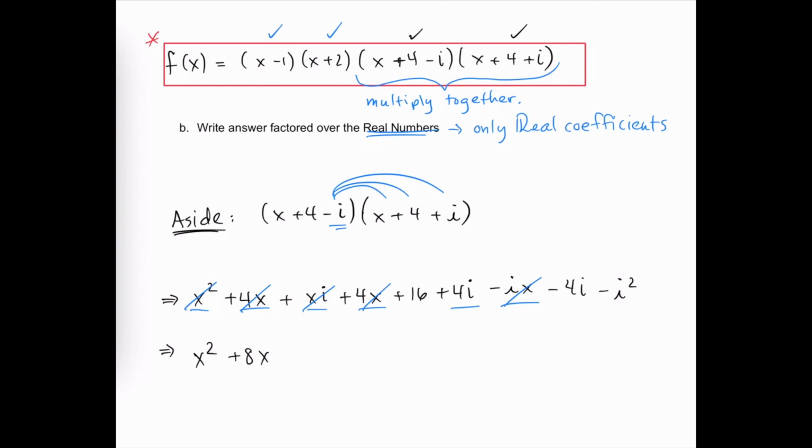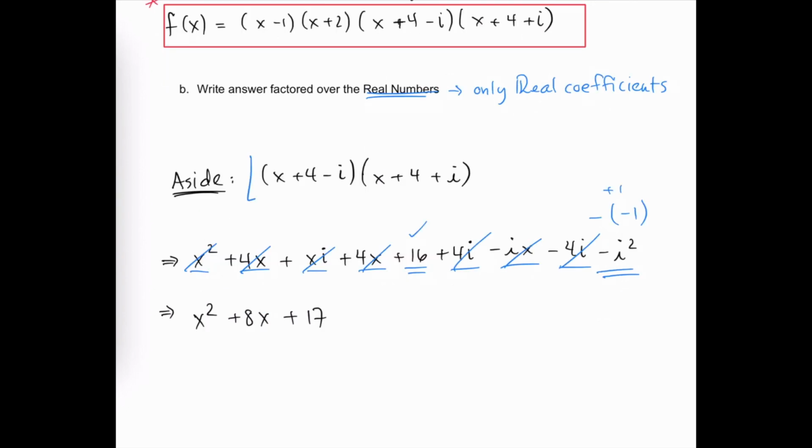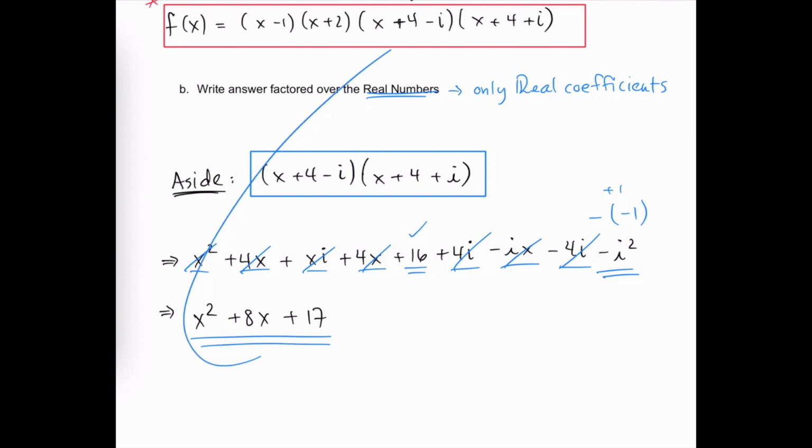Notice also that 4i and -4i are going to cancel out. Now we have a constant 16, but also minus i squared. And remember, i squared is equal to -1, so this is minus -1, or plus 1. So we have plus 16 plus 1, which is positive 17. So when we multiply these two factors together, what we end up with is an irreducible quadratic factor that can be used to replace those two factors in the factorization.